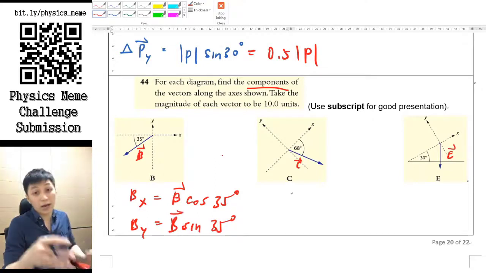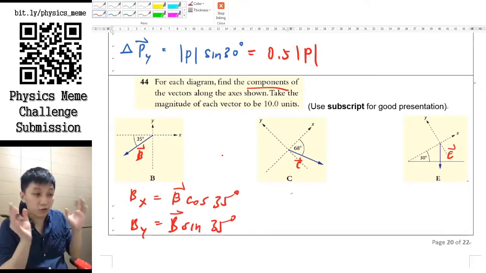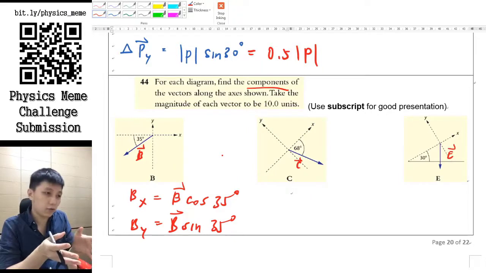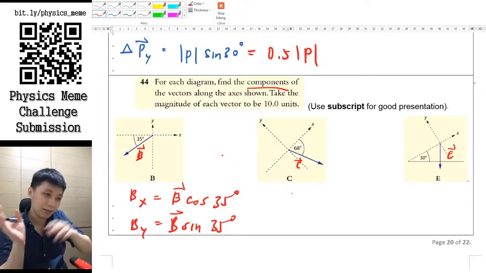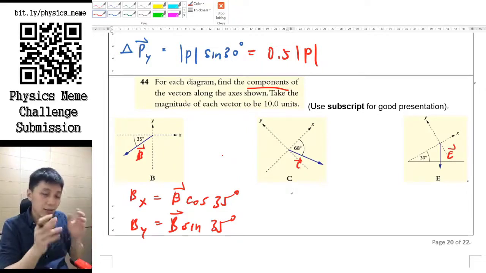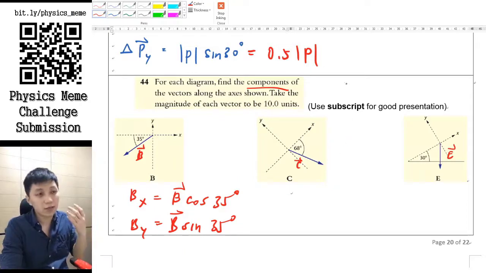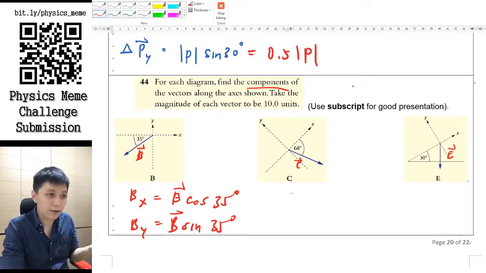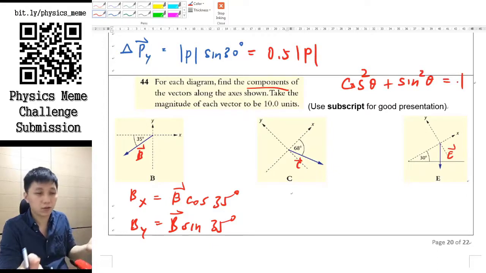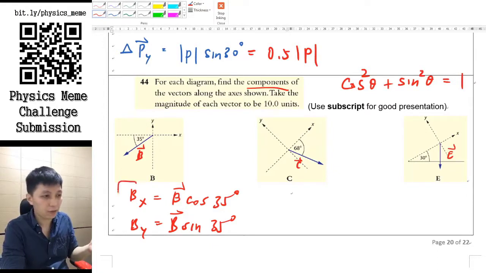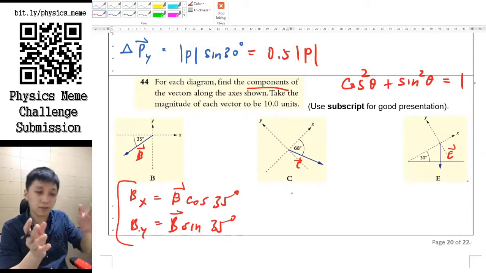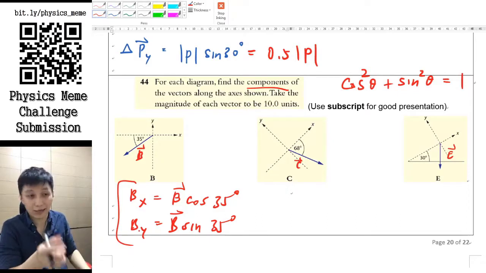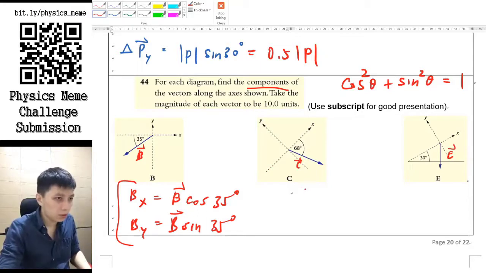The actual reason is that because you are forming it as a triangle, so if one is cosine, in fact the other one must be sine. And that's also the reason why there's a formula in maths that is cosine squared theta plus sine squared theta equals 1, because if you try to apply the Pythagoras theorem on this, you should get back to the original vector, which is B here.